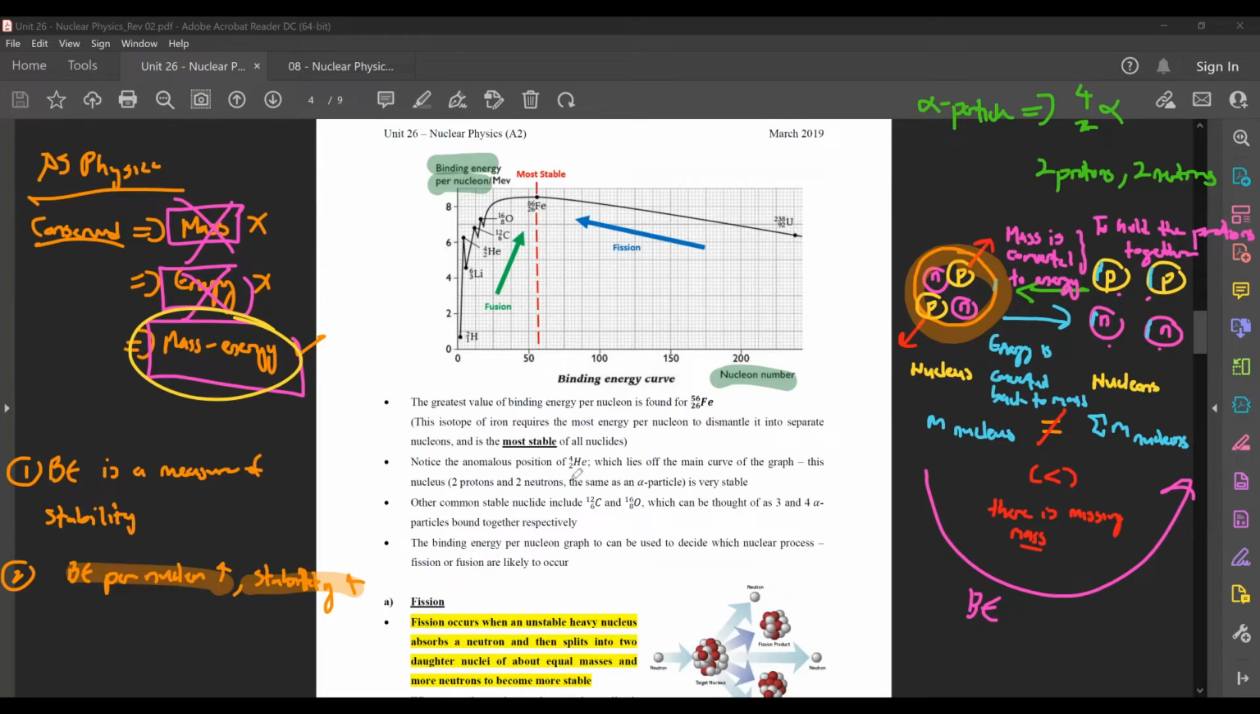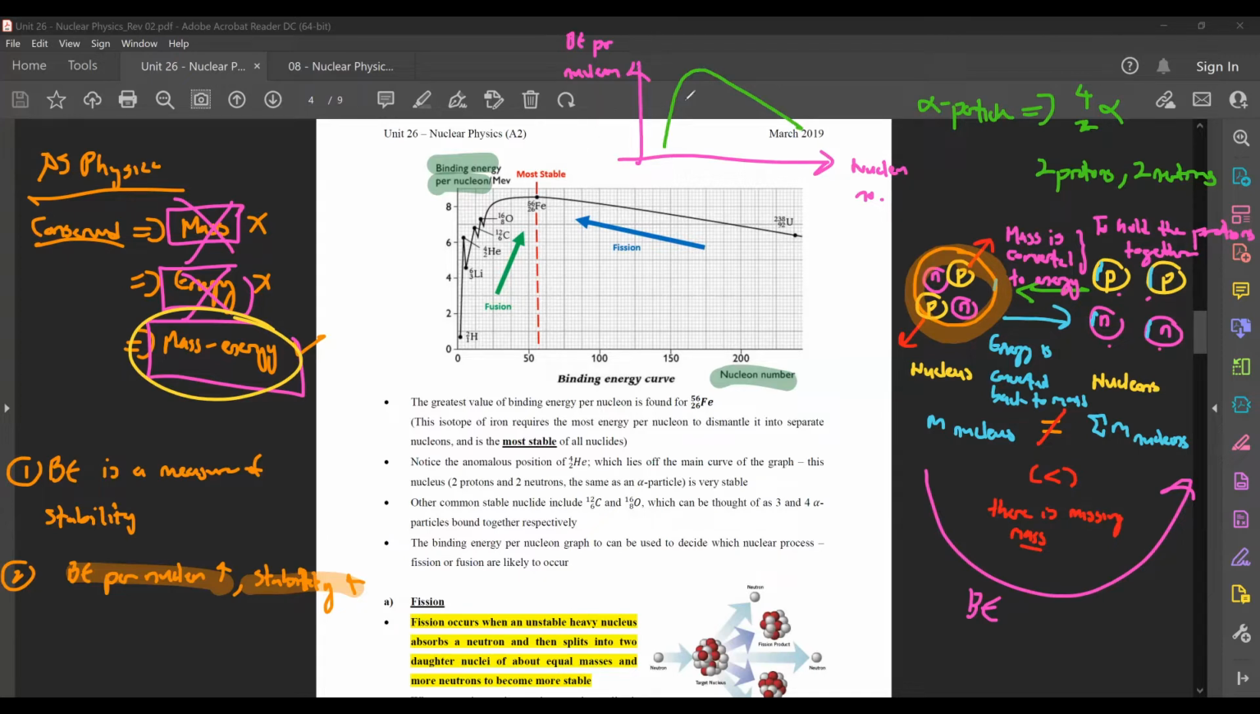Wait, let me just draw it here. It could be something like this. Let me just try this first. This is BE per nucleon. This is nucleon number. So binding energy per nucleon versus nucleon number has this general graph shape. Again, you need to remember this graph and certain particular points related to this graph.